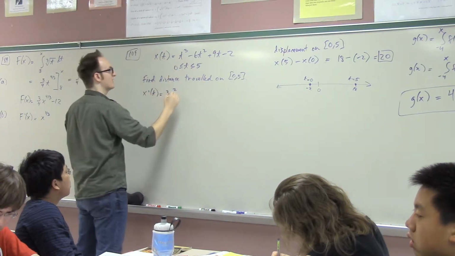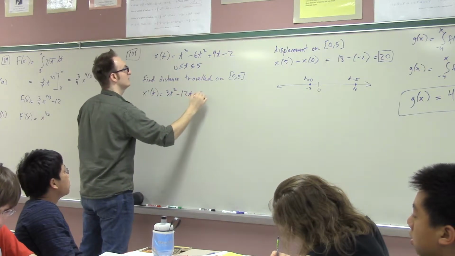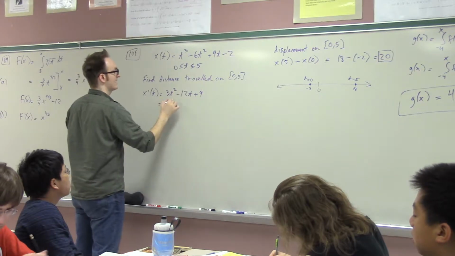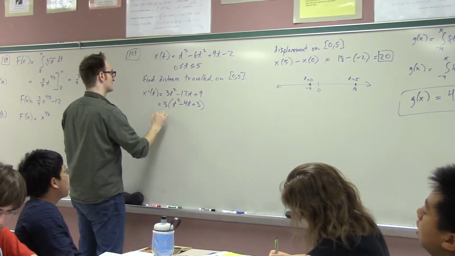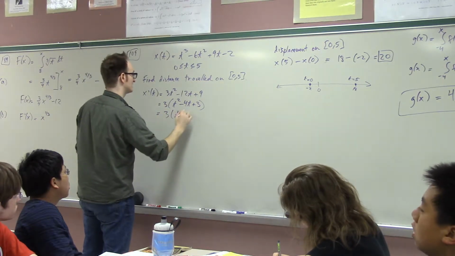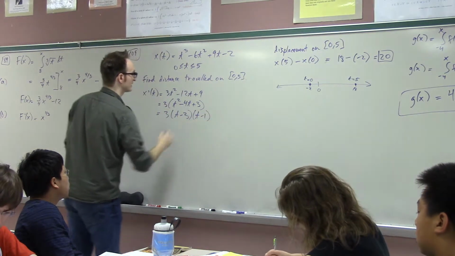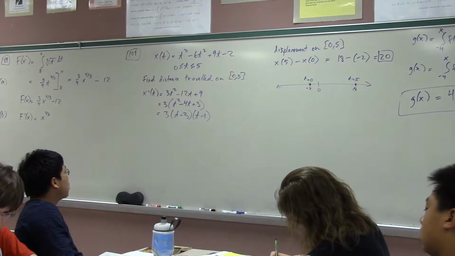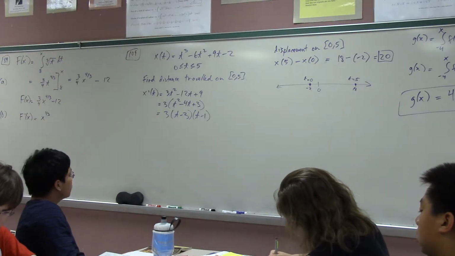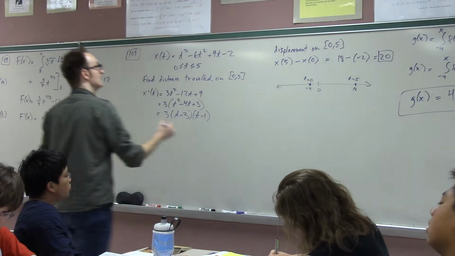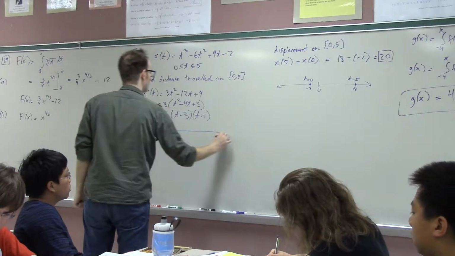So this 3t squared minus 12t plus 9, I think that factors nicely. So t squared minus 4t plus 3. And so this is 3 times t minus 3 times t minus 1. This is actually a really important problem. It puts kind of everything we've been doing together. That is the derivative of the position. Since that's the derivative of the position, let's make a sign chart.